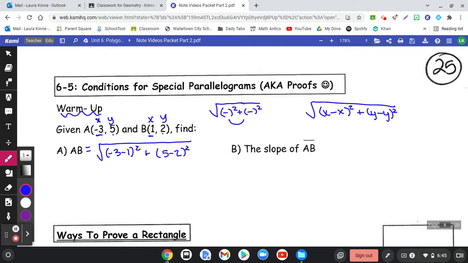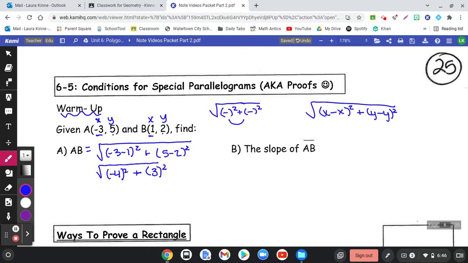Okay, so let's simplify it down. You can, if you want, put that whole thing right into the calculator and go from there. So -3 minus 1 is -4, and you want to keep that in parentheses, because if you type -4 squared into your calculator without parentheses, it'll do 4 squared, and then tack the negative on. All right, 5 minus 2 squared is 3.